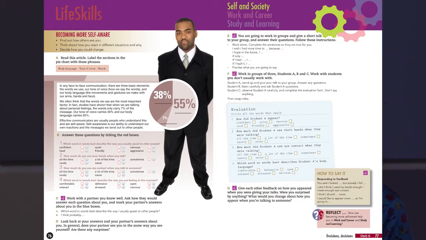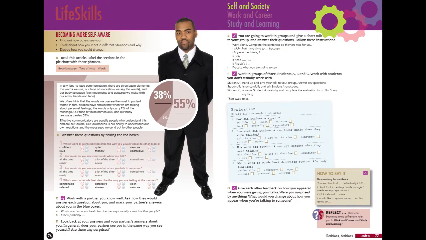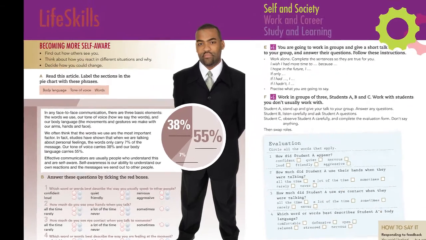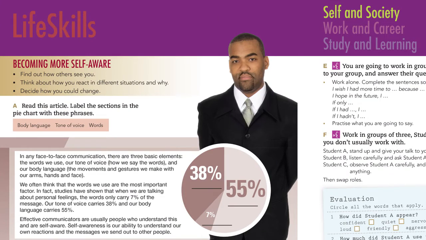So in one unit, in one life skills spread, a student will first examine that life skill in that particular domain. So for example, one unit of the intermediate level has the life skill in the self and society domain of self-awareness. So we ask students, what do you do when you speak? Do you use your hands? Do you make eye contact? Do you nod your head a lot? Do you play with your hair? Some habits are good, some habits are not so good.